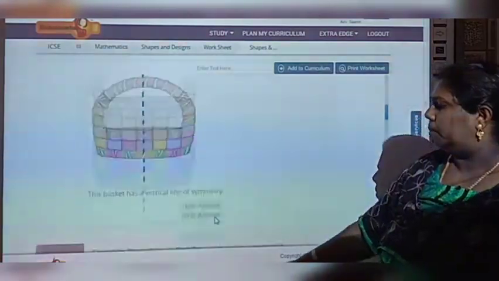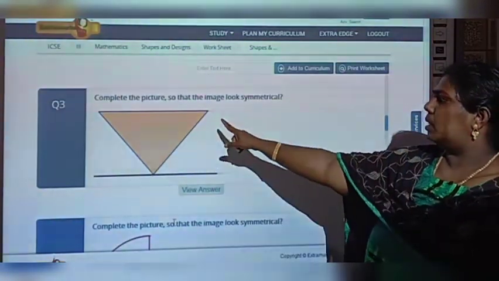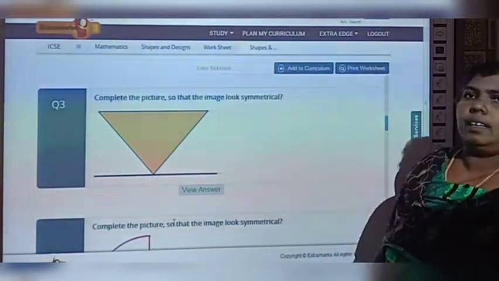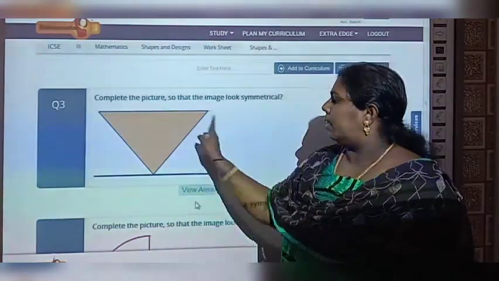Next question. Complete the picture so that the image looks symmetrical. See here, this is the triangle.